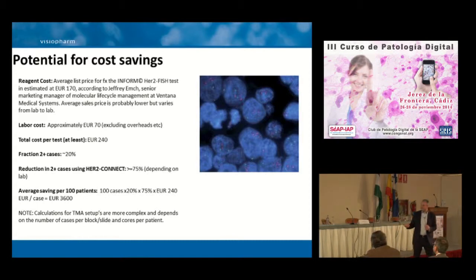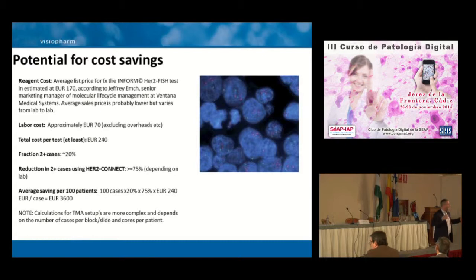So that means for each 100 breast cancer patients you're seeing in your labs, for each 100 cases, 20% will be a 2+. If we can reduce that with 75% at a cost per case of 240, it means that you can save almost 4,000 euros in reflex testing per 100 patients. That's a lot of money in most pathology labs.